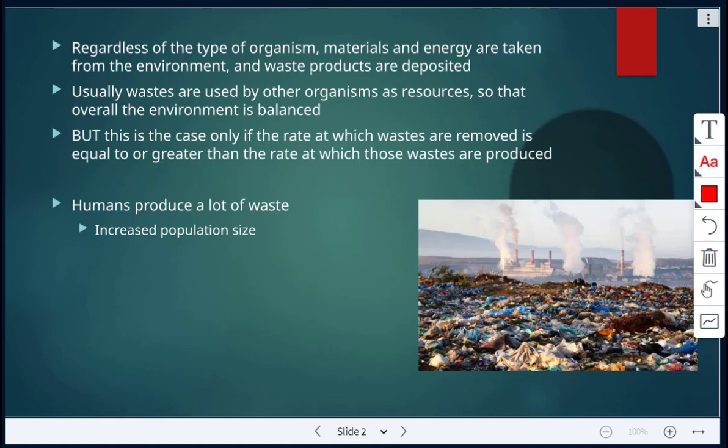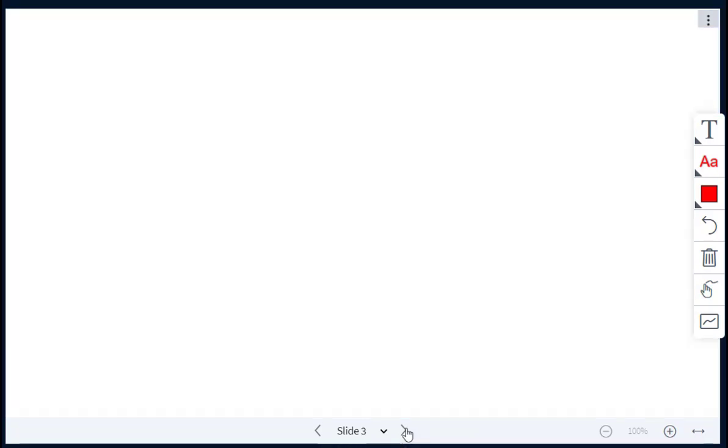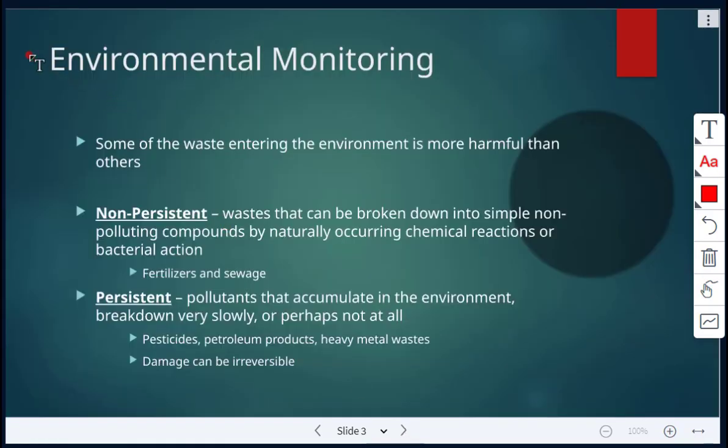Now humans are producing a lot of waste, especially because we have seen such an increase in population size of humans. So waste is a big problem. Environmental monitoring is done to protect and to monitor the environment.